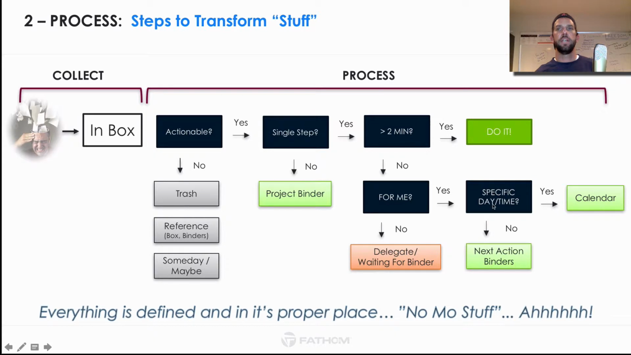If it is for me, I'm going to ask the next question, which is it to be done on a specific day and time? If it is, that means it's going to go right into my calendar. If it's something that needs to be done by a certain time, but I have flexibility when, or I've got flexibility on the deadline, it's going to go into my next action binder.